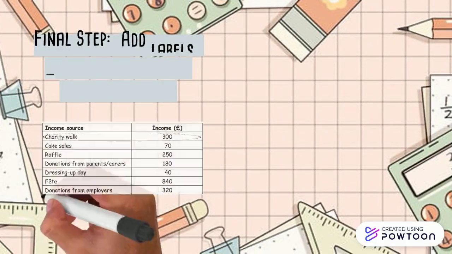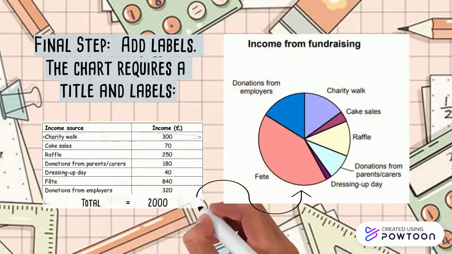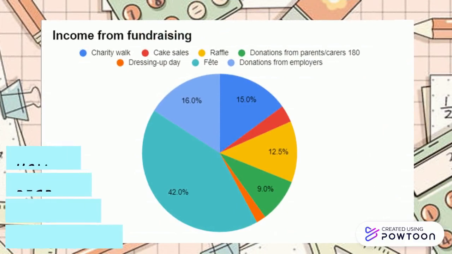Final step, you are simply required to add labels such as the title and labels for every category of the pie chart. Moving on, we'll now be talking about how to read and interpret your graph.